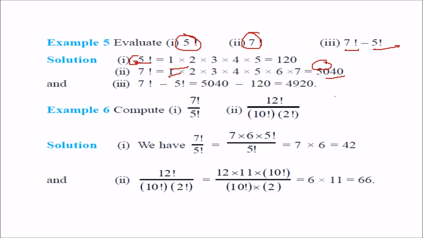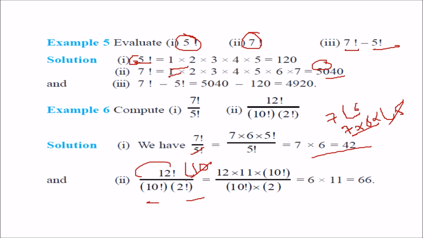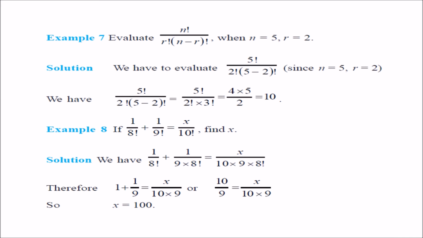Factorial 7 by factorial 5: you know factorial 7 is 7 into factorial 6. This can again be written as 6 into factorial 5. You can cancel out this factorial 5, and now only 7 into 6, that is 42, is remaining. What about factorial 12 by factorial 10, factorial 2? 12 into 11 into factorial 10, only factorial 10 will be remaining in the denominator, cancel it out. So 2 is there. 2 sixes are 12, 6 elevens are 66. This is how the answer will come.